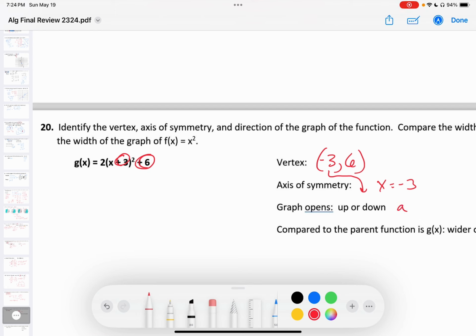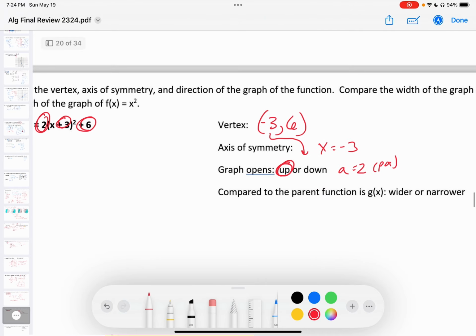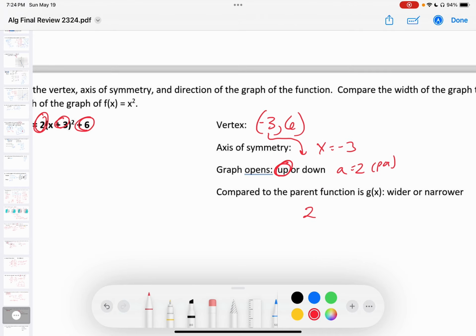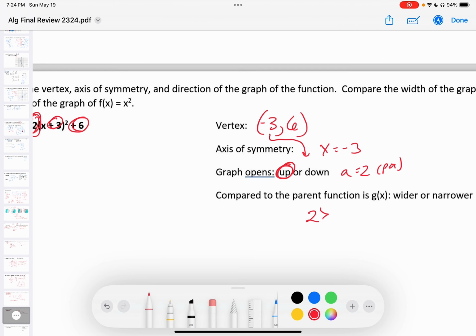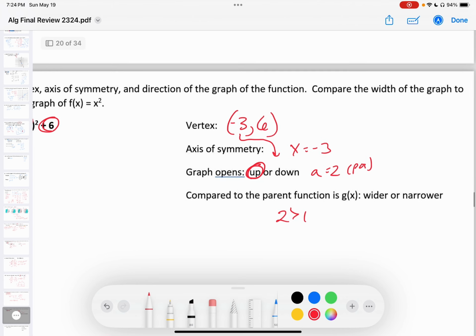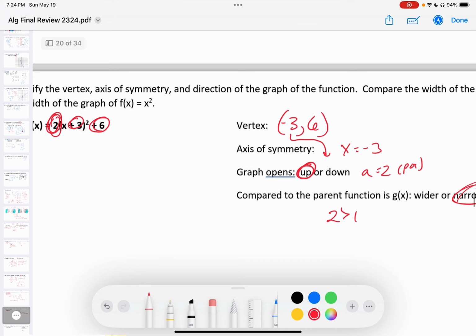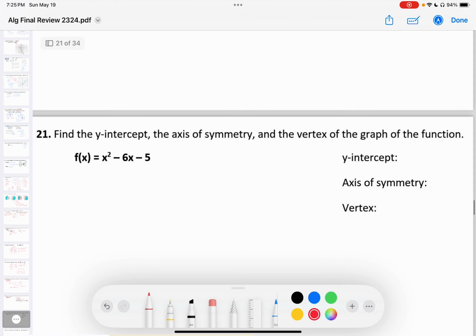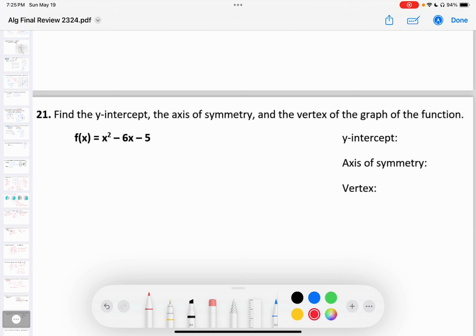The a value, which is right here, is 2, which is positive. So we are opening up. And 2, again, this value here is greater than 1, which actually makes it a skinnier or narrower function. Remember, the bigger that number gets, the skinnier we get. So that was in vertex form. Number 21 is in standard form. In standard form, the easiest thing it tells us right out of the gate is the y-intercept. That's the gimme. That's negative 5.